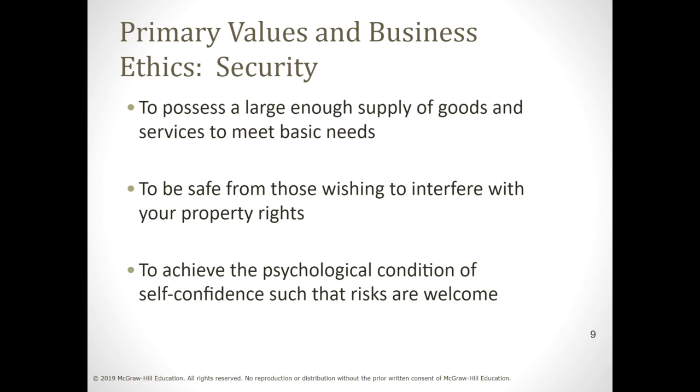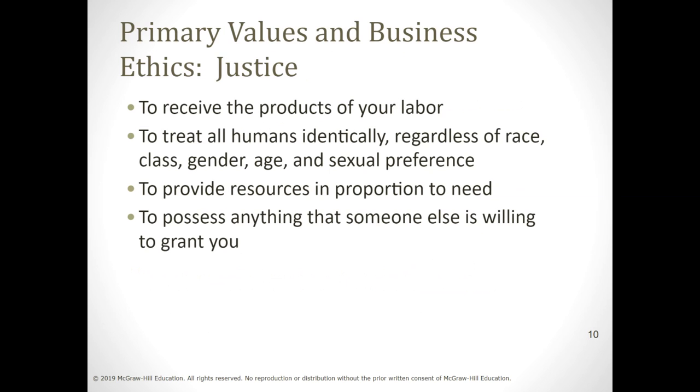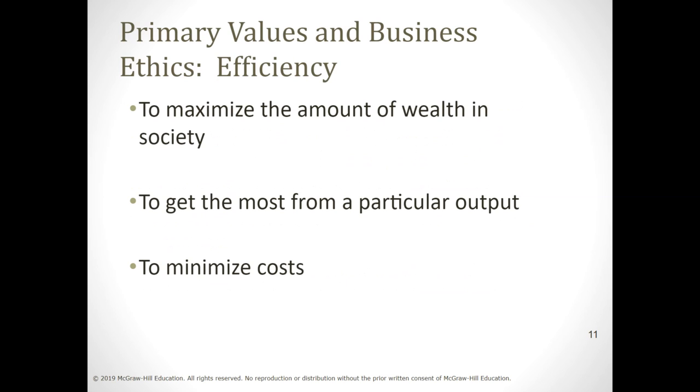Security is having enough goods and services to meet your basic needs, to be safe from interference from others, and to have the ability to be self-confident. Justice is to receive the products of your labor, to treat all people fairly or identically, regardless of who they are, to provide resources in proportion to needs, and to possess something that somebody chooses to give you. And the last one is efficiency, and that's to maximize the amount of wealth in society, to get the most from your outputs, and to minimize your costs.